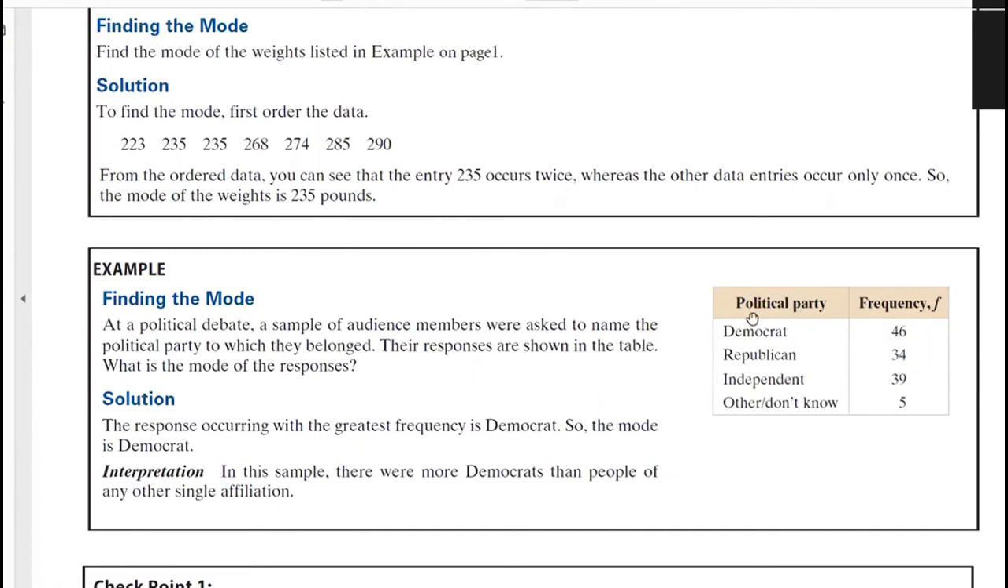Take a look at your table on the right-hand side. Democrat, 46, Republican, 34, Independent, 39, other or don't know, 5. Which number has the highest value? As you can see, it is 46. So the mode of the collection is equal to Democrat. Make sense to everyone?